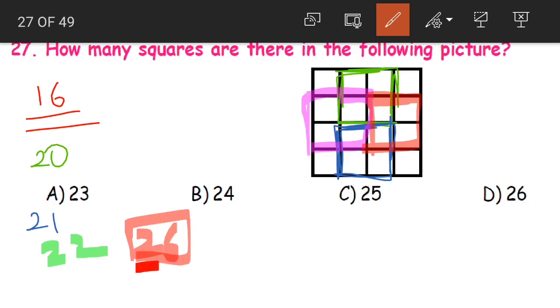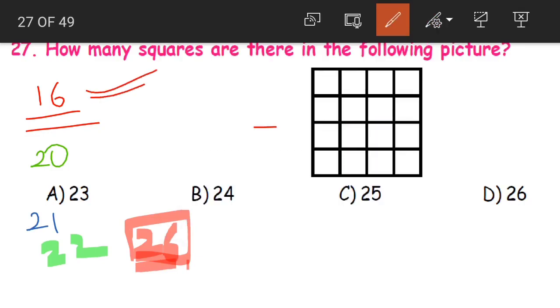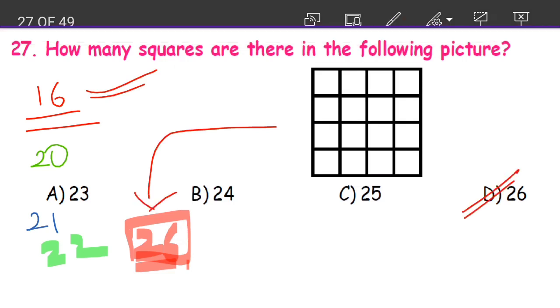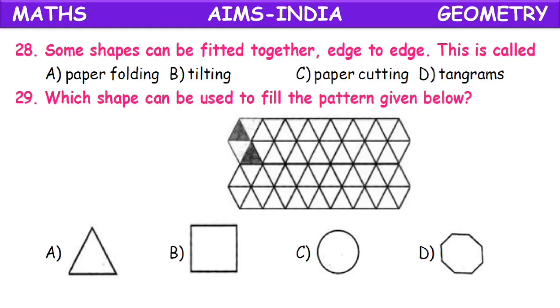So for this type of question, you have to look at the given picture very carefully and try to find as many figures as you can. So what is the correct answer for this question? 26. If you had looked at just the picture casually, then you would have selected 16 as the answer. Now what is the correct answer here? 26. So option D, 26, is our correct answer.